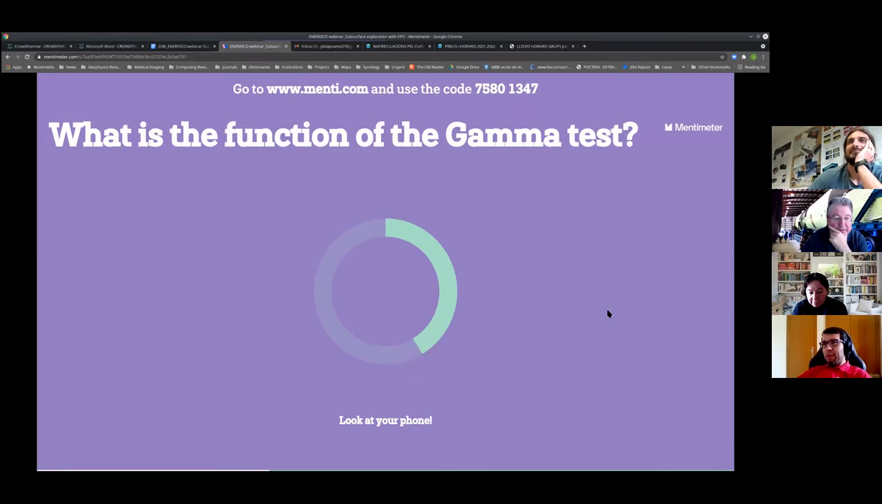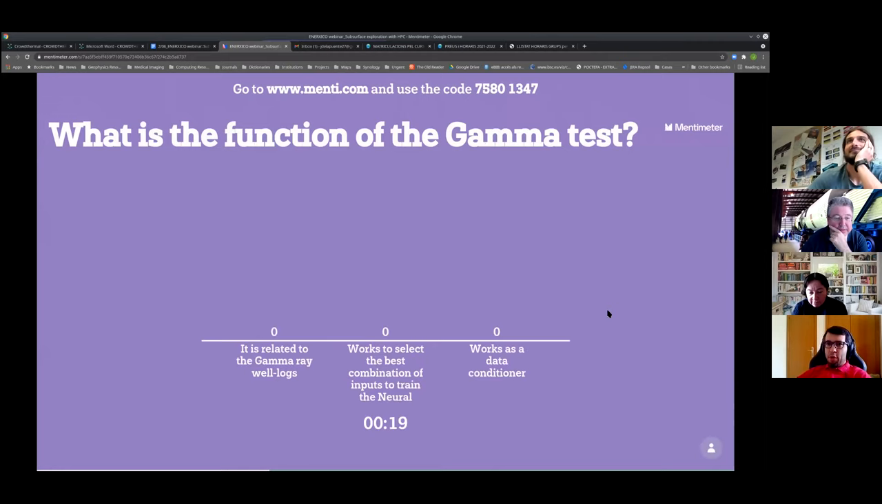What is the function of the gamma test? What is the purpose, I guess, right? It's related to the gamma ray well logs, or it works to select the best combination of inputs to train the neural networks, I guess, or works as a data conditioner. What is it?